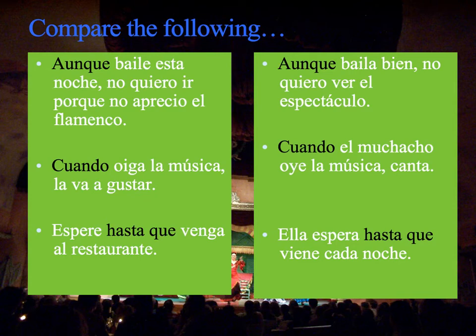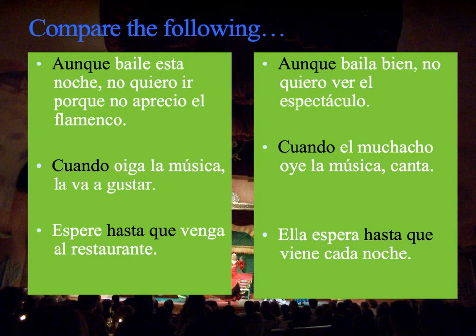Espere hasta que venga al restaurante. Well, in this case, it's a command form. So wait until he comes to the restaurant. You're not sure when he's going to come, so until he comes. Uncertain action compared to, what does she do?